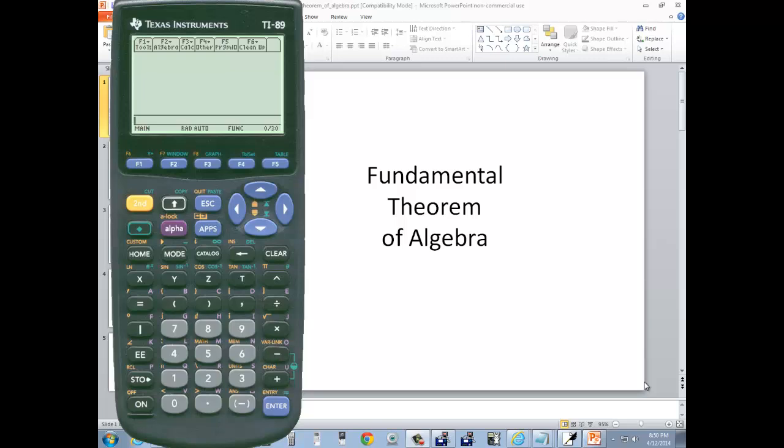Let's take a look at solving problems dealing with the fundamental theorem of algebra with the help of the TI-89 calculator. I'm not going to use a CAS feature that could potentially give us all the answers, but I'm just going to use the same functionality that you see on a TI-83, TI-84.